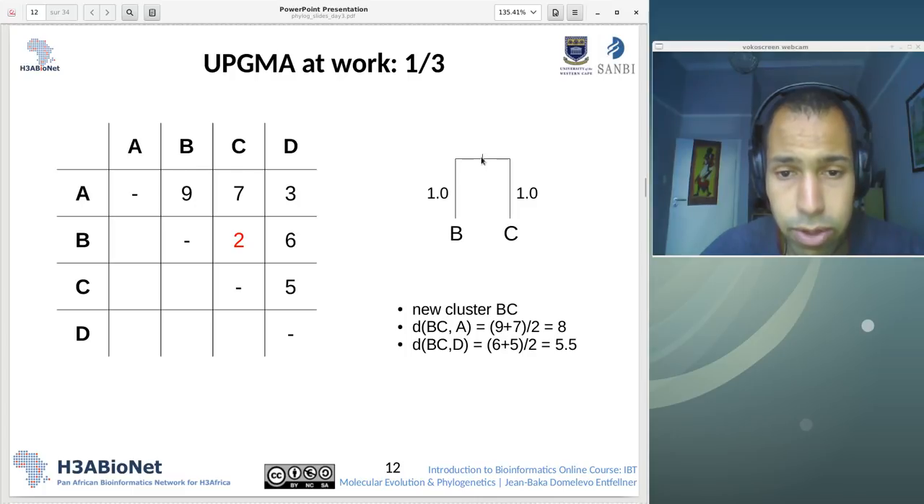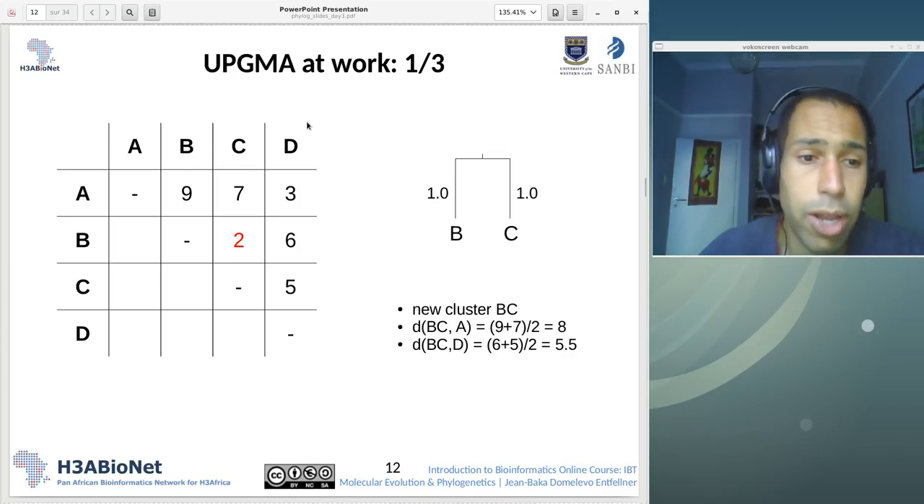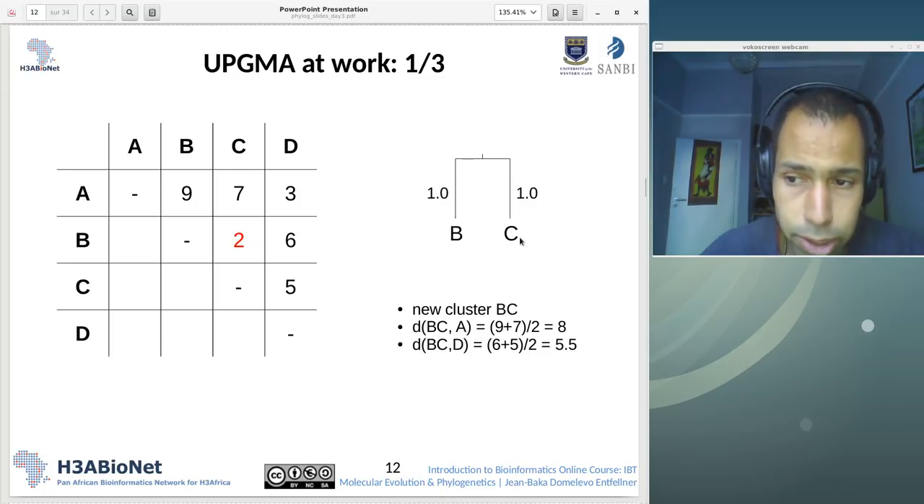Okay, so we build a new cluster BC, and the node that connects these two leaves is a node placed at a height that is equal to the distance between B and C divided by 2. Right? So it's 1 here. Now that we have a new cluster BC, we will have to produce a new distance matrix, because now we no longer consider B and C as individual taxa. We consider one cluster whose virtual position is here. That's the node here.